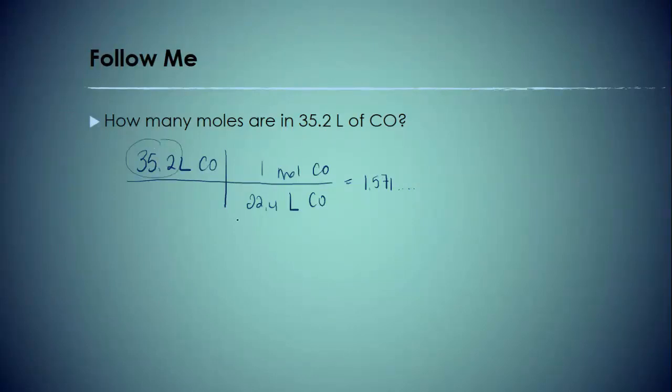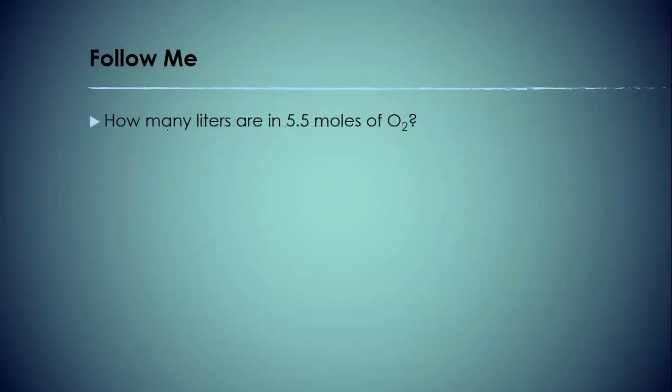So this has 3 sig figs. This has an infinite number. As you can see, our pattern here is we always go back to the first for our sig figs. We keep the first 3. So that's going to be 1.57 right here. This is canceled. So we're left with this, moles of CO. There's our answer.